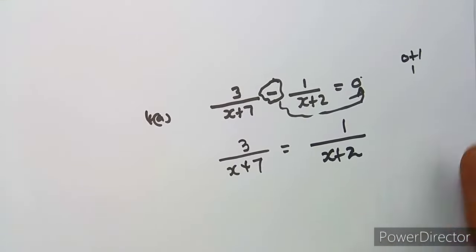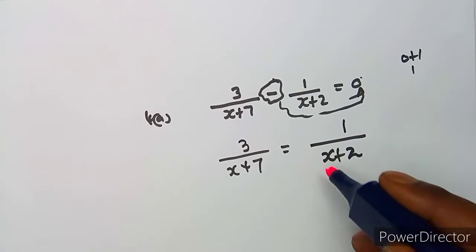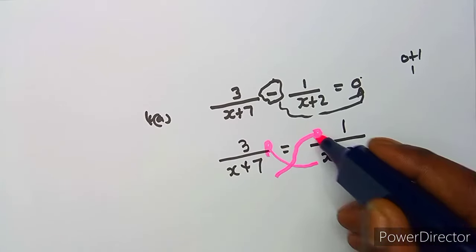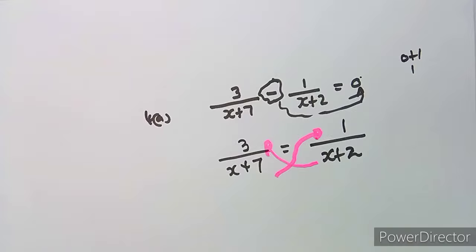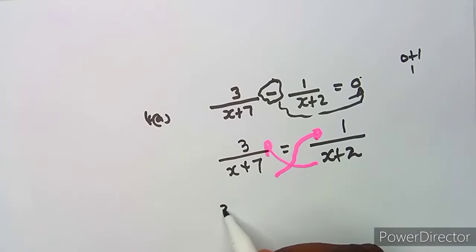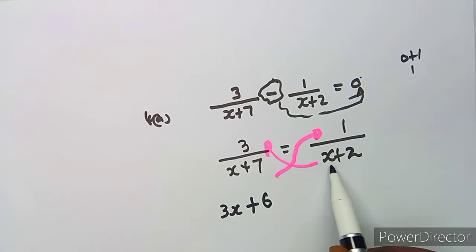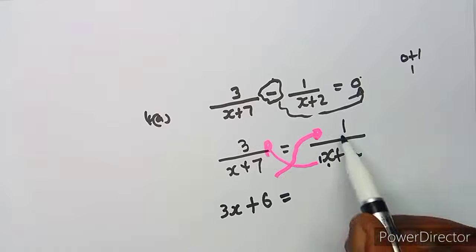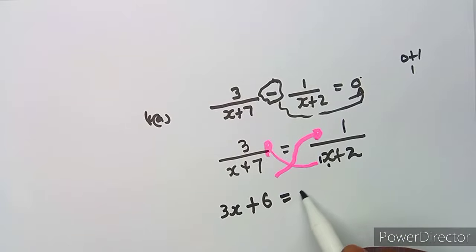Why do this? Because it's easier for us to properly see that here it's just a matter of cross multiplying: this denominator multiplied to this side, this one multiplied to that side, just like that. So that means I'm going to have 3 multiplying everything, 3 times x, which is 3x, 3 times 2, which is 6. 1 also multiplies everything, 1 times x, which is x, 1 times 7, which is 7.